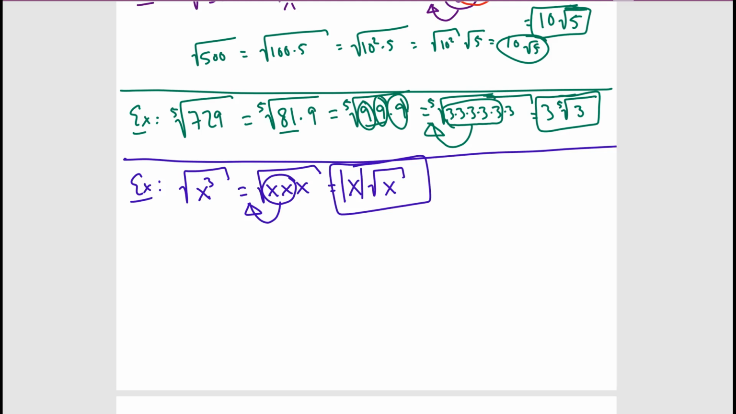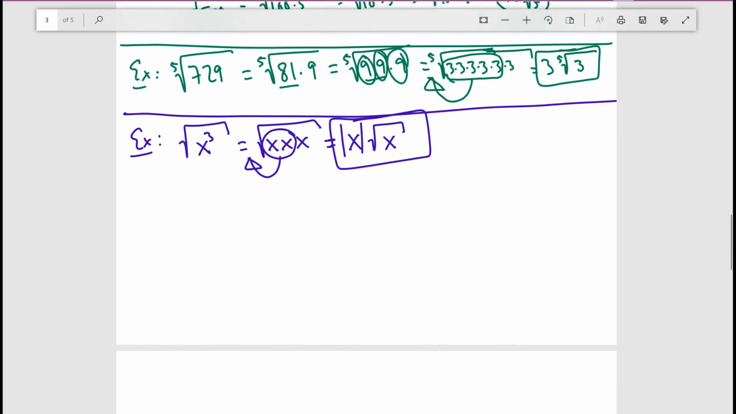So anything that you take out of the square root, that's a variable, right? That's when you're going to add an absolute value. Okay?